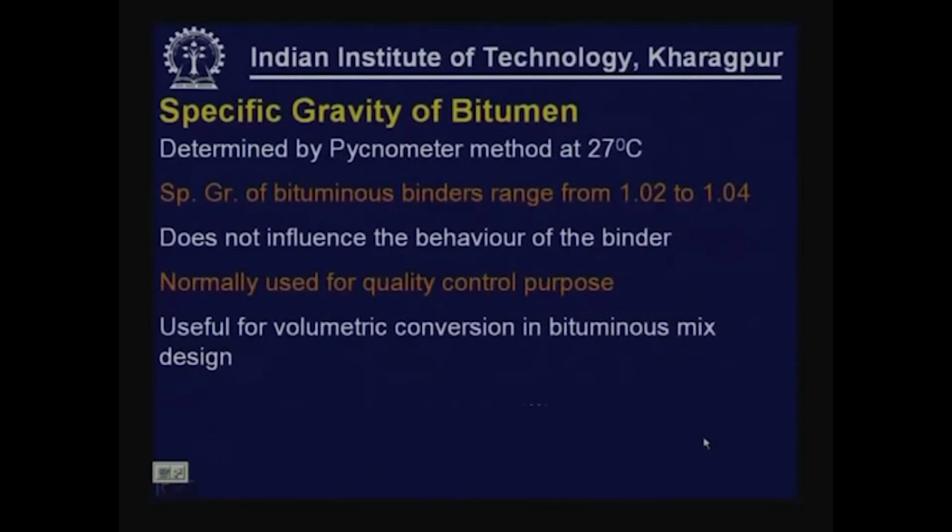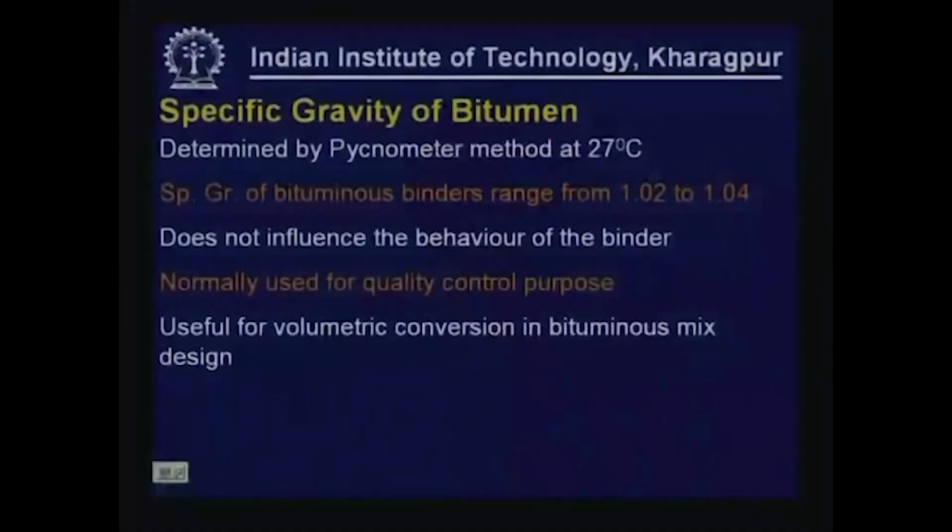We are also interested in the specific gravity of bitumen. Normally, this is determined using a pycnometer at a temperature of 27 degrees centigrade. Normally, the specific gravity of bituminous binders, or rather bitumen, ranges from 1.02 to 1.04. It can be different from this also. In general, the specific gravity of bituminous binders does not influence their mechanistic behavior. Normally, we conduct this test for quality control purposes, to ensure that we are getting the type of binder that we have been looking for.